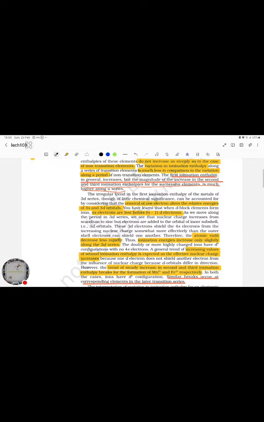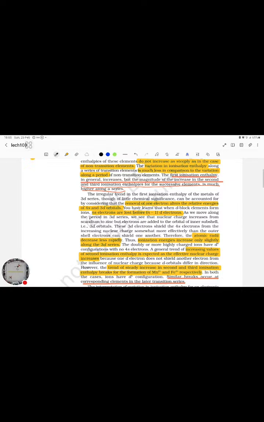The irregular trend in the first ionization enthalpy of the metals of the 3d series, though of little chemical significance, can be accounted for by considering that the removal of one electron alters the relative energies of 4s and 3d orbitals. You have learned that when d-block elements form ions, ns electrons are lost before (n minus 1)d electrons.